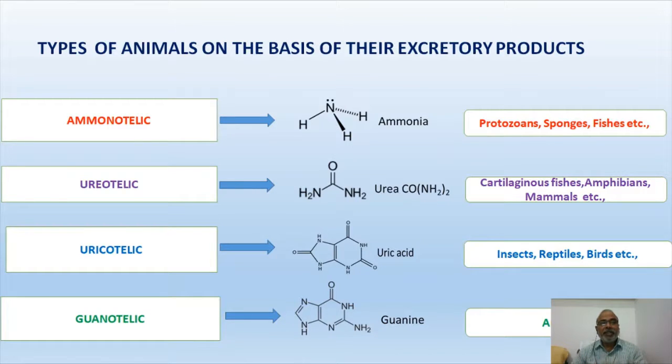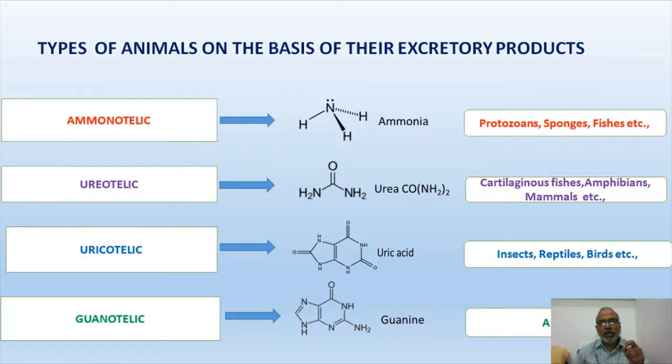But remember one thing, ammonia is a very toxic gas, or it is dissolved in water, but for the elimination of ammonia, a lot of water is necessary. So animals living in the terrestrial medium, or animals living in water scarce areas, cannot expend water for the purpose of ammonia elimination. So they convert ammonia into certain other non-toxic products.